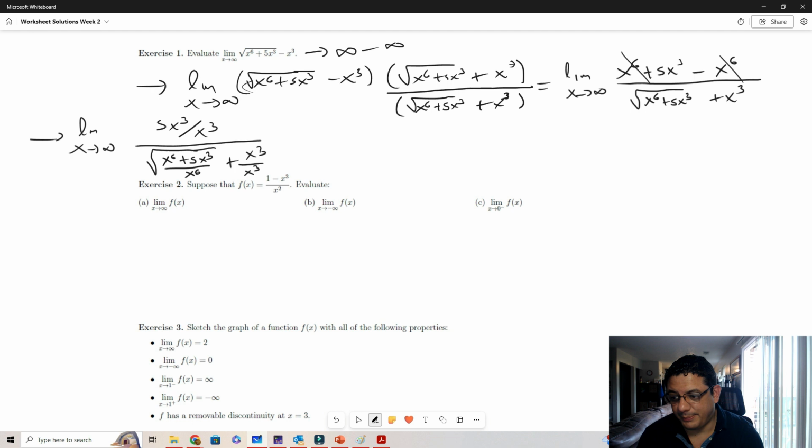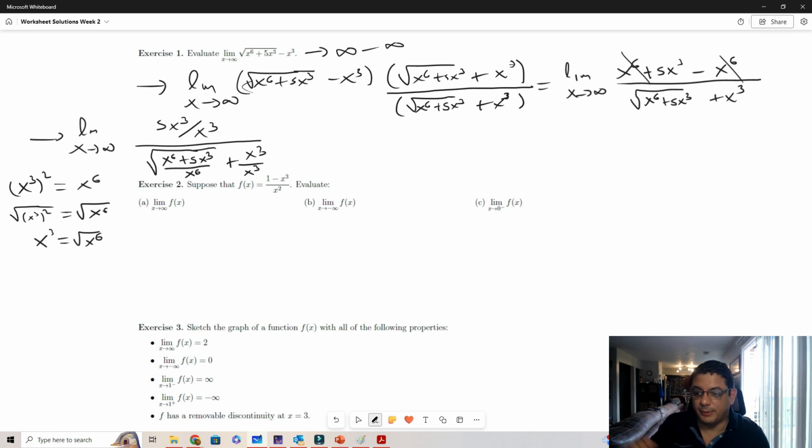If you're confused about this step, remember that x to the 3 squared is x to the 6. So the root of x to the 3 squared is just the root of x to the 6. Or in another way of seeing it, x to the 3 is just the root of x to the 6. I'm just representing x cubed as the square root of x to the 6, so I can fold it inside this.